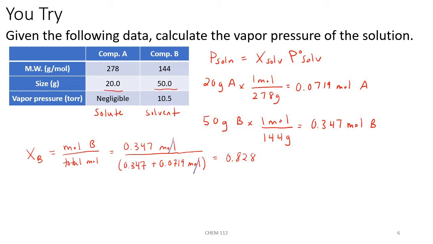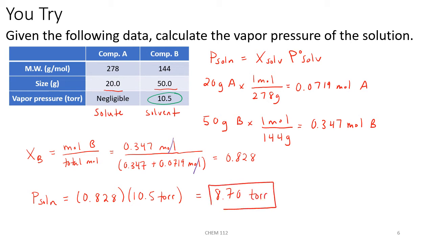Now we can plug that into Raoult's law to calculate the vapor pressure of our solution. Vapor pressure of our solution will equal our mole fraction of our solvent, 0.828, times the vapor pressure of our pure solvent, and that came from our data table, 10.5 torr. So the vapor pressure of our solution should be less than 10.5 torr because we know there's a vapor pressure lowering when we make a solution, and it comes out to about 8.70 torr.